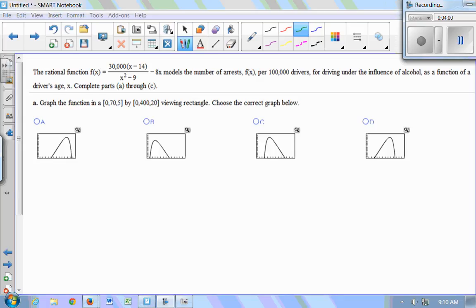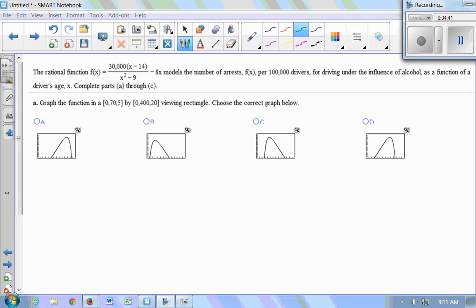All right, so we have a rational function 30,000 times x minus 14 over x squared minus 9 minus 8x. It models the number of arrests f of x per 100,000 drivers for driving under the influence of alcohol as a function of a driver's age x. Okay, so out of every 100,000 drivers of a certain age, we can figure out how many arrests there are for driving under the influence using this function. So you're supposed to graph it in this viewing rectangle, and which one is correct?